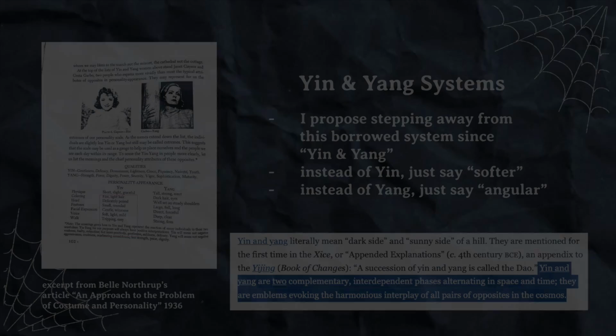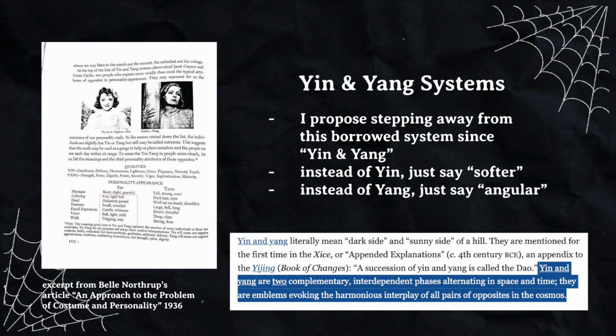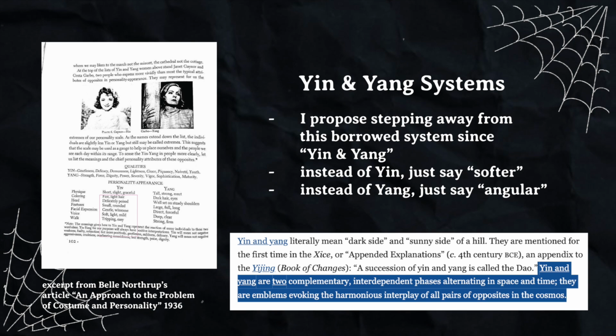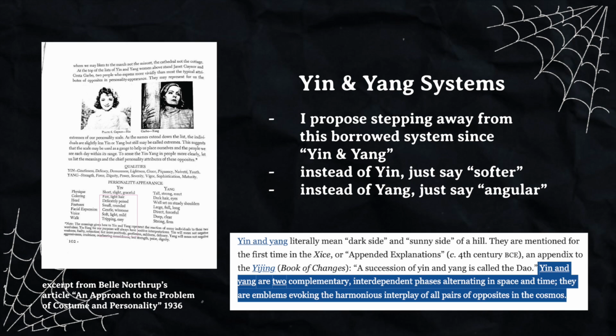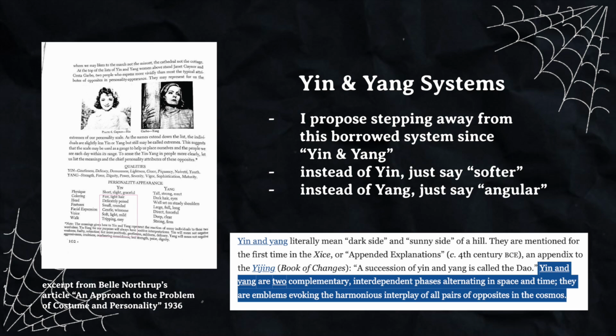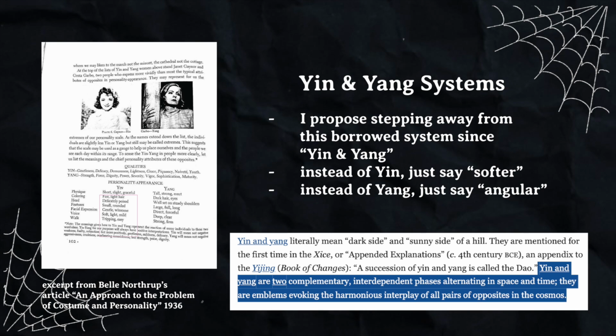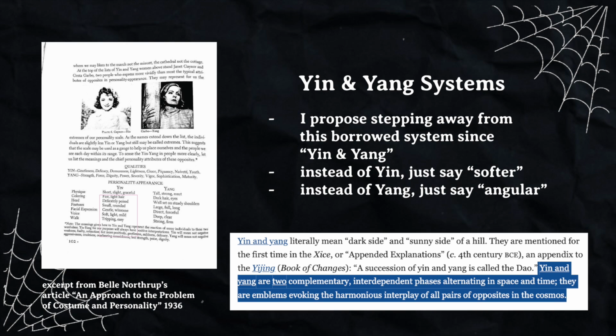For example, one of the methods that John Kitchener uses that I kind of want to step away from, that wasn't even started by him, is the idea of using yin and yang in these systems. When it comes to the archetypes of dramatic, natural, Ingenue, Gamine, etc., they are on a scale of yin and yang. And I want to derive away from this usage of yin and yang because when this was first thought of, I believe in the 1930s, there's an article Belle Northrop did called An Approach to the Problem of Costume and Personality.